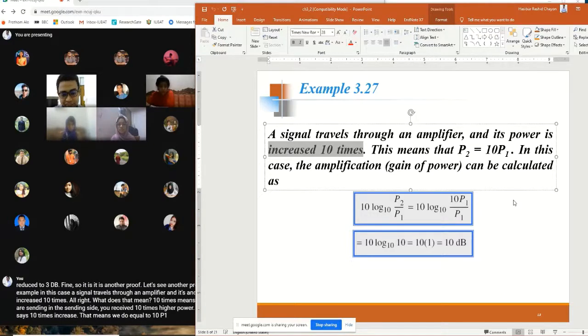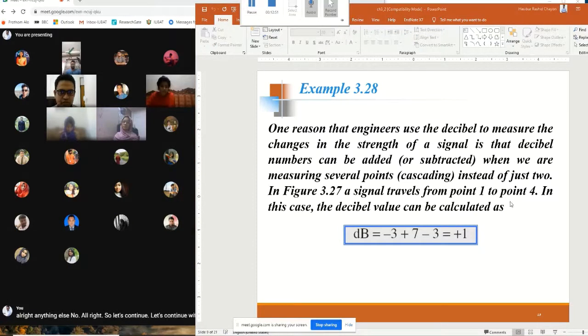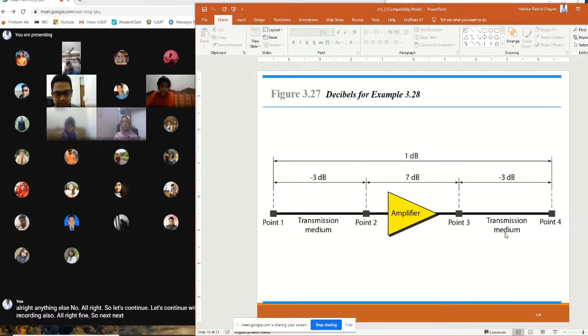Now this time let's check the dB. Same equation, 10 log base 10 P2 by P1. Instead of P2 we have written 10 P1 because it's 10 times higher than P1. After doing the calculation, we can see that this is a positive 10 dB, right? That means we gained 10 dB compared to the sending signal strength. Awesome.